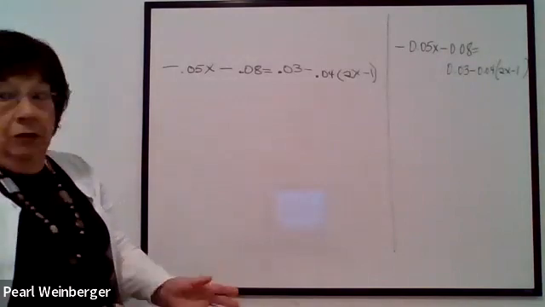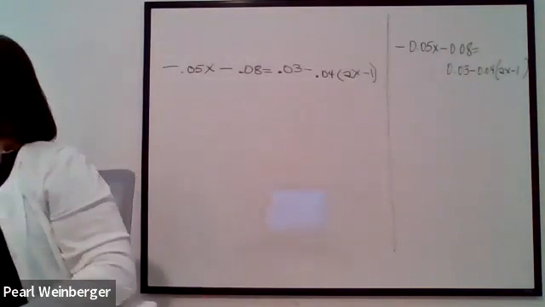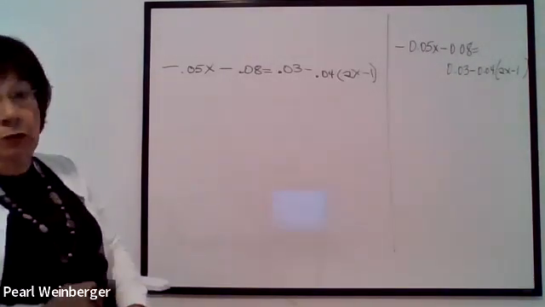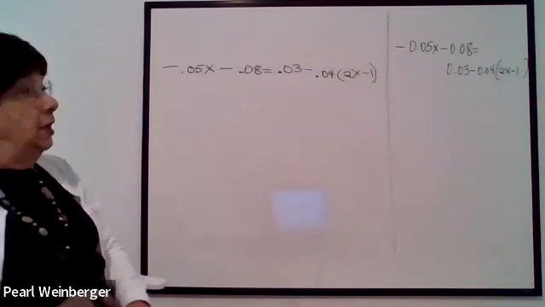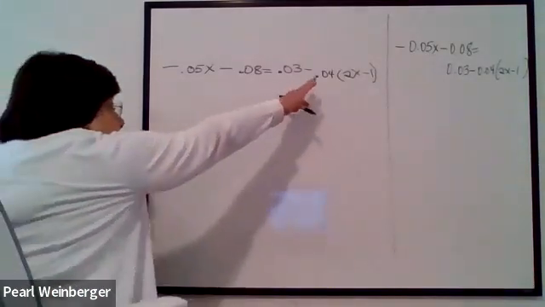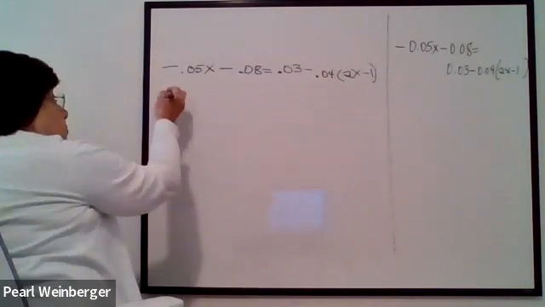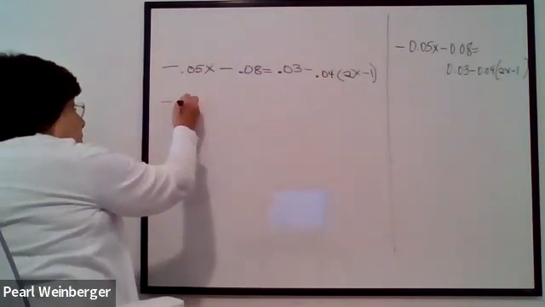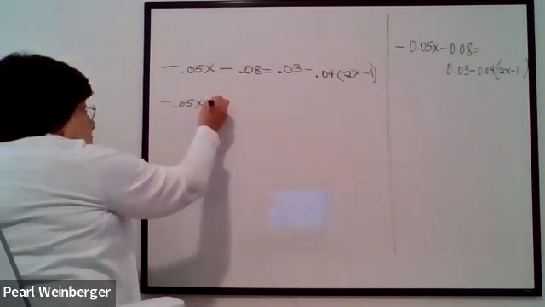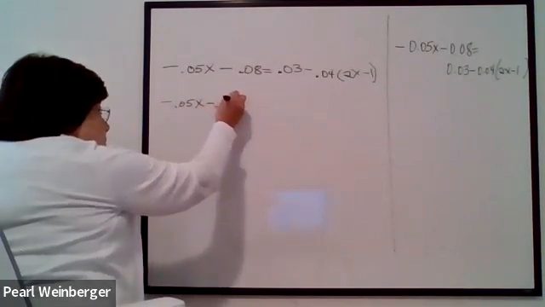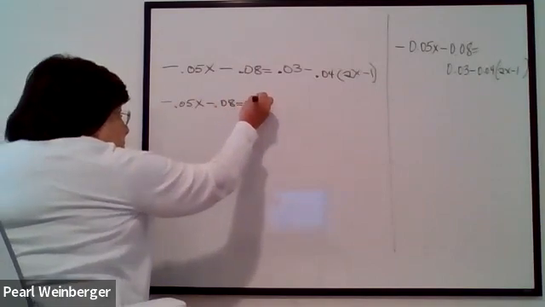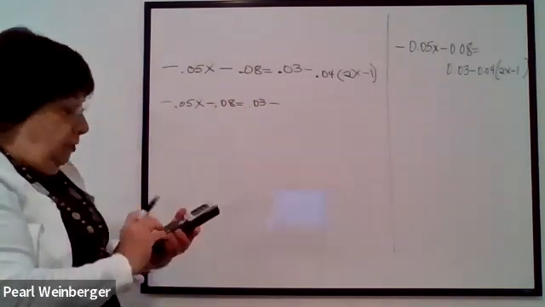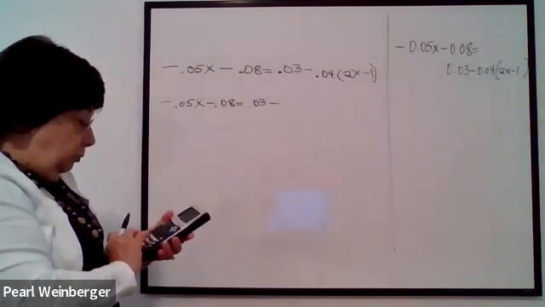Okay, but again, we're going to do what we did before. We're going to first try and remove any parentheses. And the only place we have parentheses is at the end. So I'm just rewriting this. Negative 0.05x minus 0.08 equals 0.03 minus, okay, now we're multiplying what's in the parentheses.